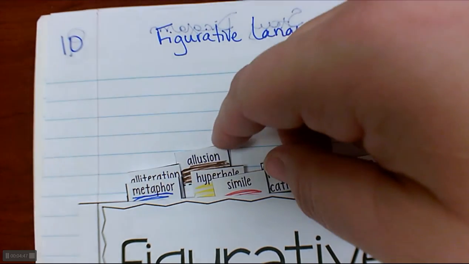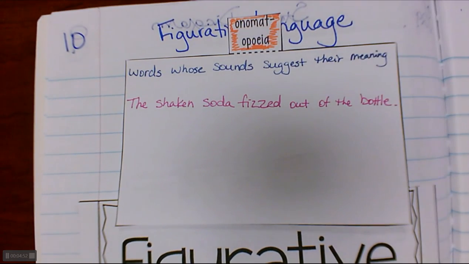And finally, our final figurative language term is onomatopoeia. Onomatopoeia are words whose sounds suggest their meaning. For example, the shaken soda fizzed out of the bottle. So onomatopoeia, which is orange, stands for words whose sounds suggest their meanings, like the shaken soda fizzed out of the bottle. And those are your terms for the figurative language.